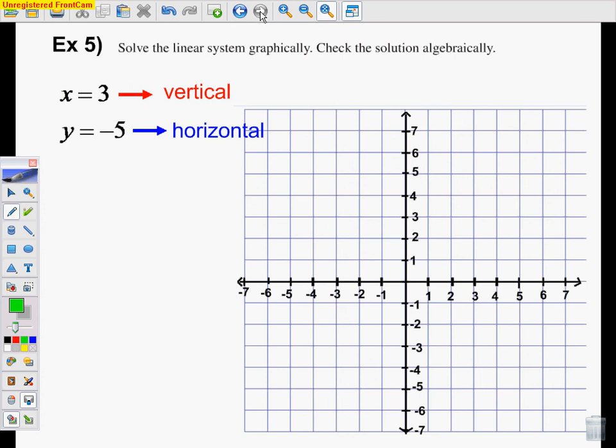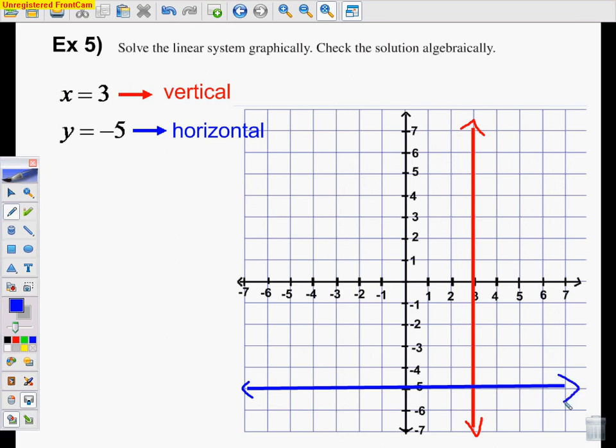This last example is relatively simple as long as you realize that every time you have x equals a number, it's a vertical line, and every time you have y equals a number, it's a horizontal line. So x equals 3 is the vertical line through x equals 3. So there's the vertical line through x equals 3. And y equals negative 5, that's the horizontal line through y equals negative 5 on the y-axis. All right?